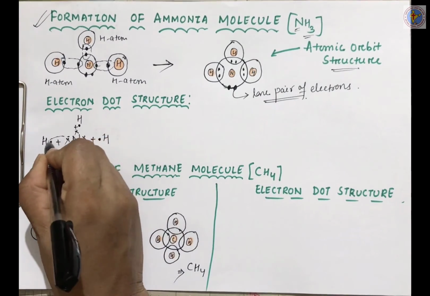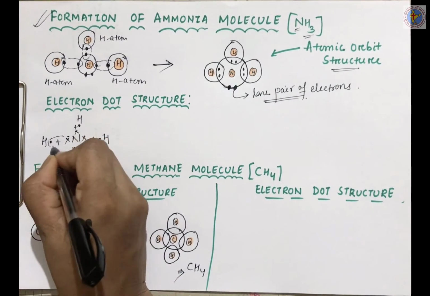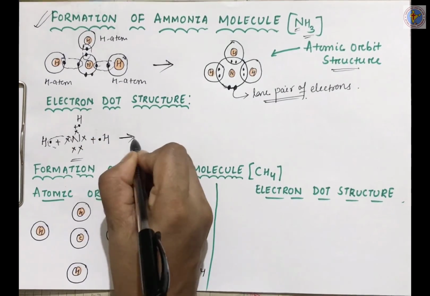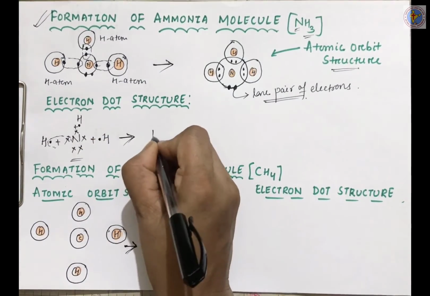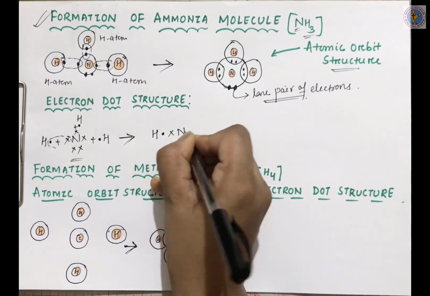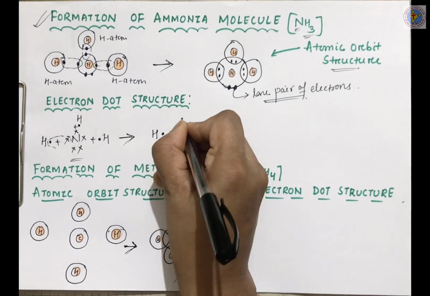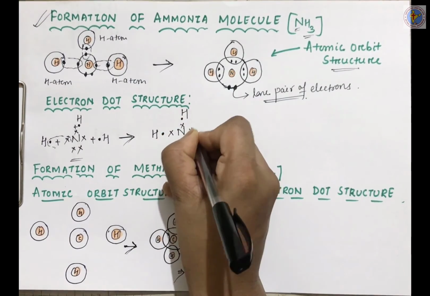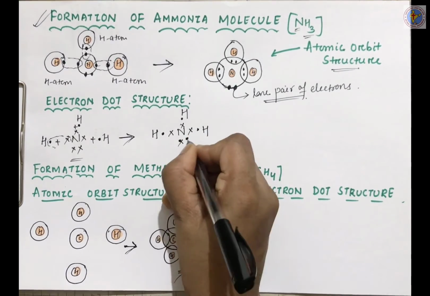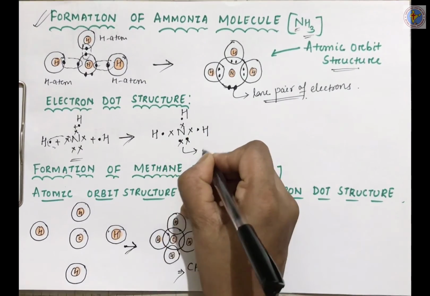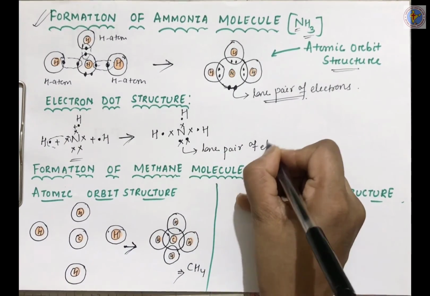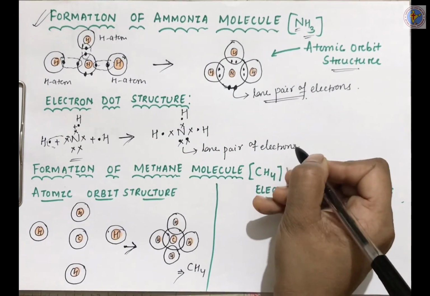So no need to draw this. Simply you can write before, and after combination it will become like this. Here also like this, here also like this, and of course this is the cross. This is the lone pair of electrons. Yes, lone pair of electrons.